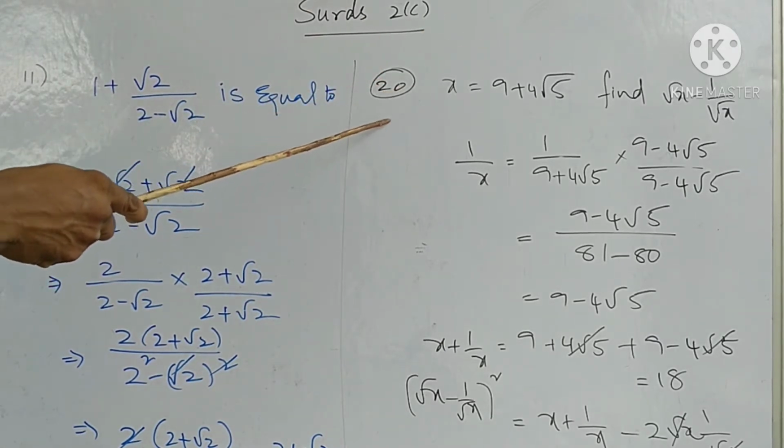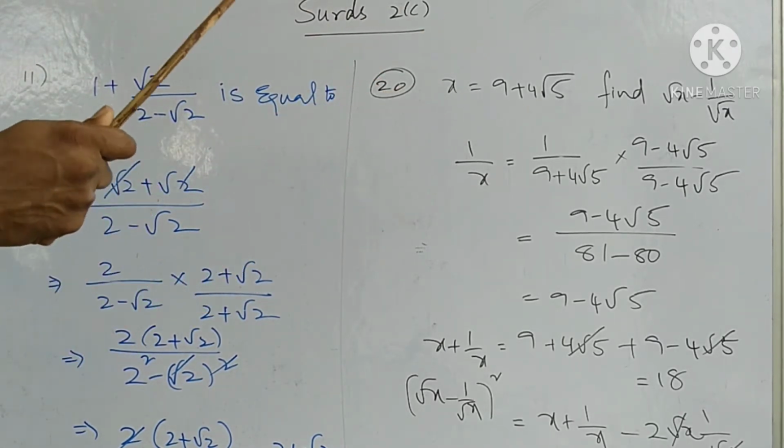Next question, 20th one. X is equals to 9 plus 4 root 5.